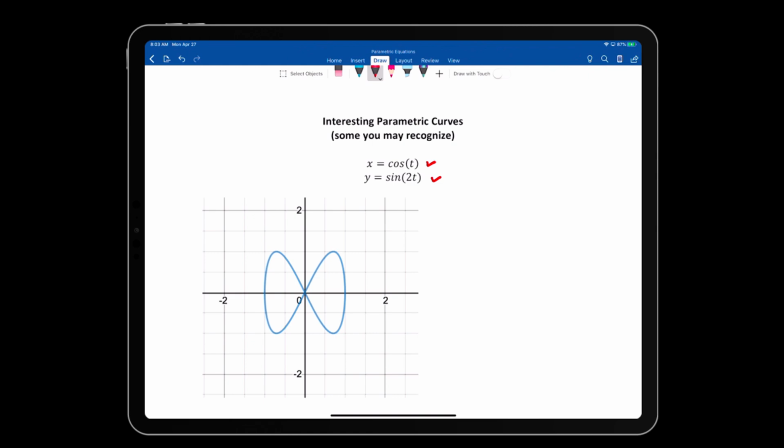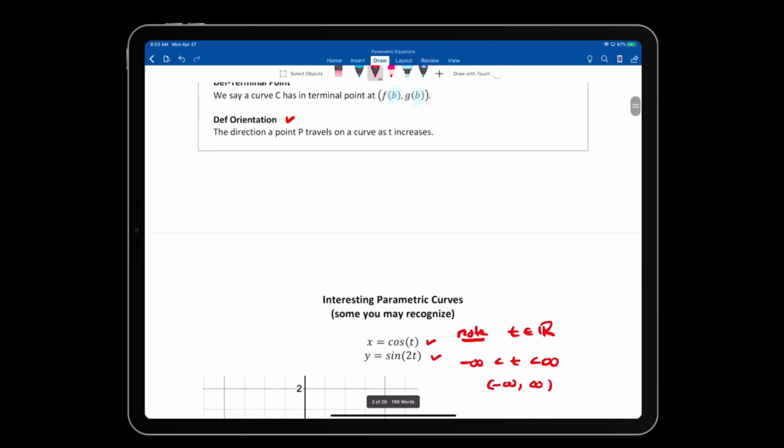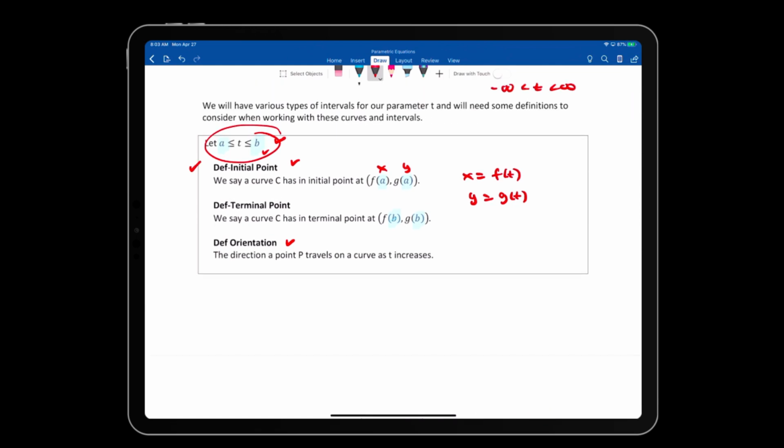And I want you guys to note something, that if you note, t here is silent. They don't give an interval here for t. And so you don't really have an initial point. You don't have a terminal point, right? Because it's silent. There's no interval for t. And sometimes they do that. They won't give you an interval for t. What that implies is that t is any real number. That means t can be over that kind of interval, negative infinity to positive infinity. That's what t is going to be. So that's what's going on here with this curve. And so that means we can't look at those two definitions, initial point and terminal point, but we can consider orientation.